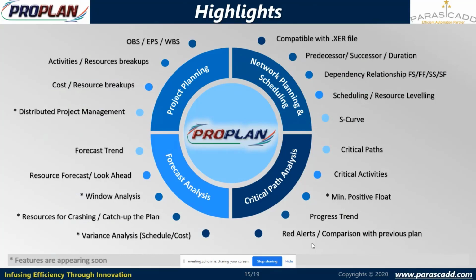Then S-curve visuals, which we have seen, can be downloaded in PDFs. Then critical paths are also sent to the email address and downloaded in PDF format. Then critical activities, which we have seen in the recent slide, we can download a progress trend, red alerts, and a comparison of the existing plan with the current plan, that is also available. So these are the highlights of ProPlan, and star mark features will be available very soon.